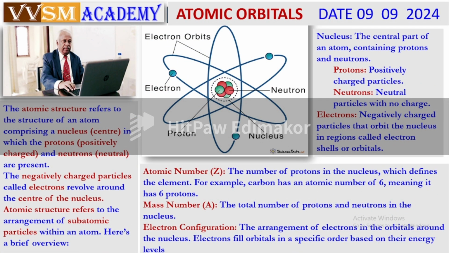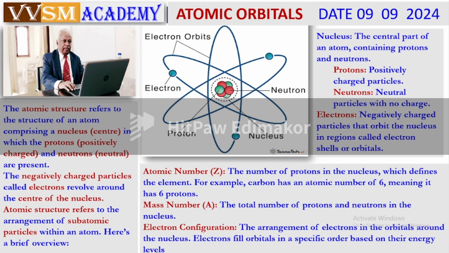Well friends, the atomic structure refers to the structure of the atom comprising a nucleus at the center in which the protons, positively charged, and neutrons, neutral, are present. The negatively charged particles called electrons revolve around the center of the nucleus.